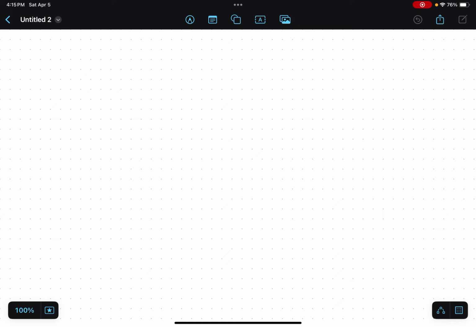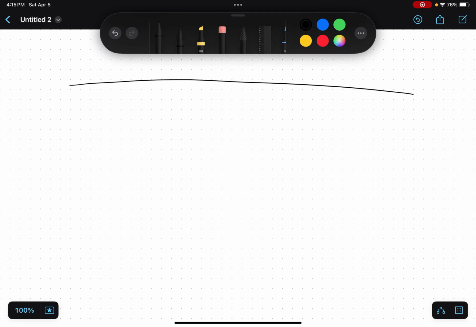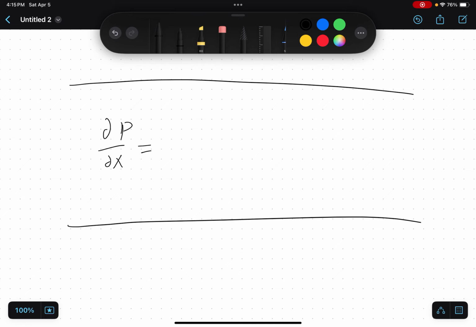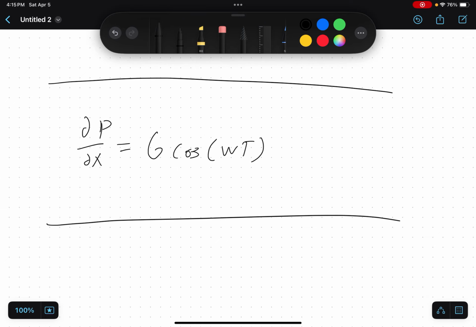But let's see. Okay, so what do we have? We have a channel, and dp dx equals g, so just a constant, times cosine of omega t. And right off the bat, you can tell it's not going to be fun. So boundary conditions, u at y equals 0.